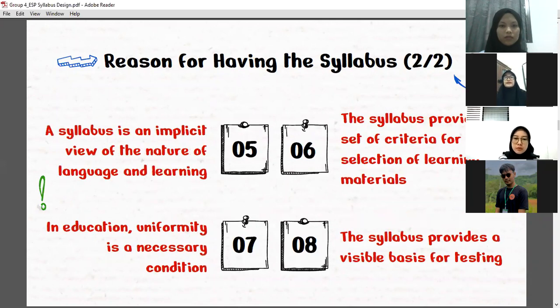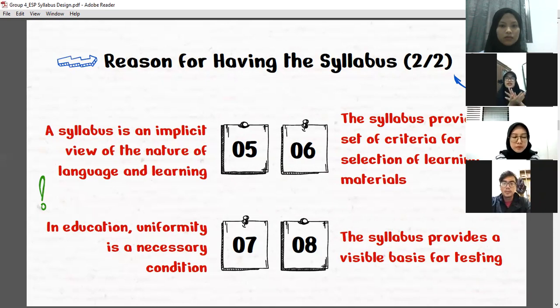Thank you. So the fifth is a syllabus is an implicit view of the nature of language and learning. What this means is that the syllabus will usually be stated in terms of what is considered the most important aspect of language learning. For example, in a structural syllabus, knowledge of language structure is the most important element of language learning. On the other hand, if we take the skill base, skill is the most important aspect, and so on. A syllabus not only tells the teachers and learners what to learn, but also implicitly why it should be learned.